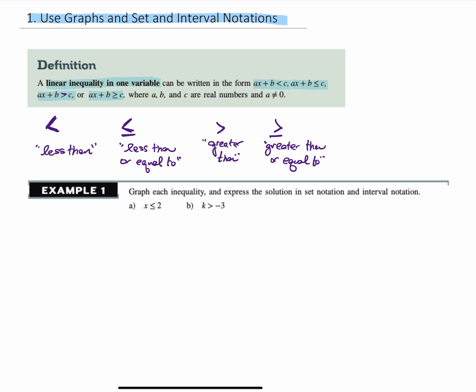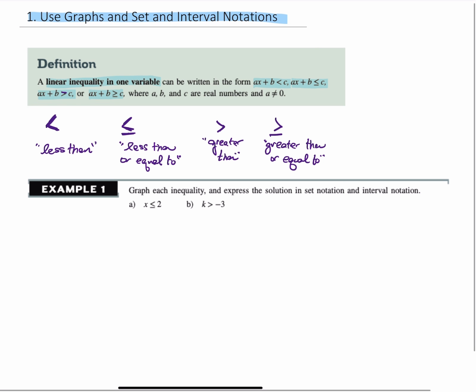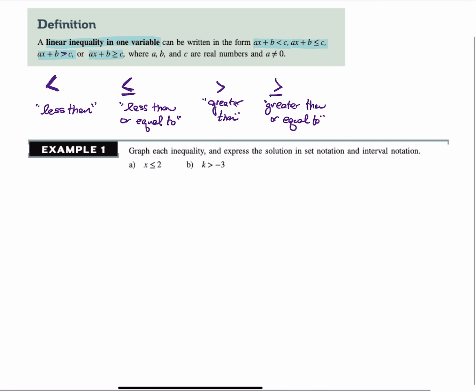So let's look at a couple examples, and we'll also introduce the notation for describing a whole set of solutions as opposed to just a single solution. I think we saw a little bit of set notation at the start of the course, so we'll reintroduce that and continue using it. So let's look at this example. It wants us to graph each inequality and express the solution in set notation and interval notation.